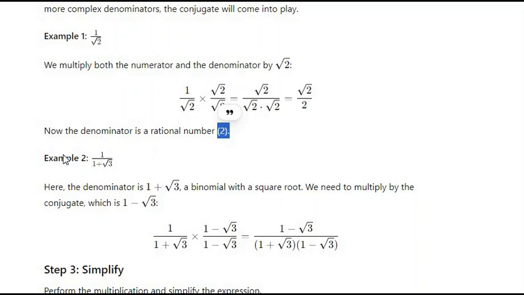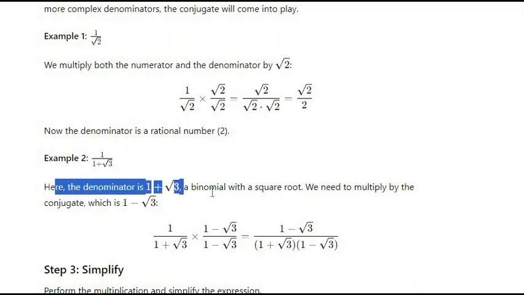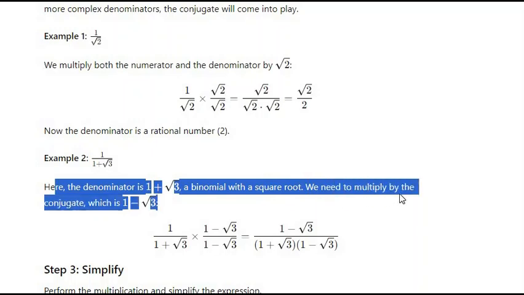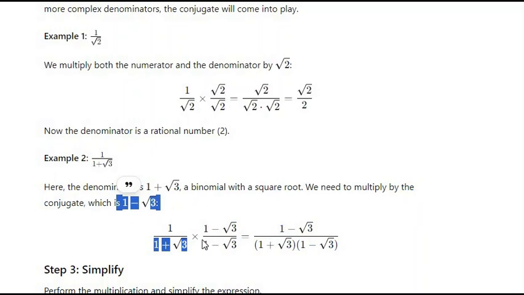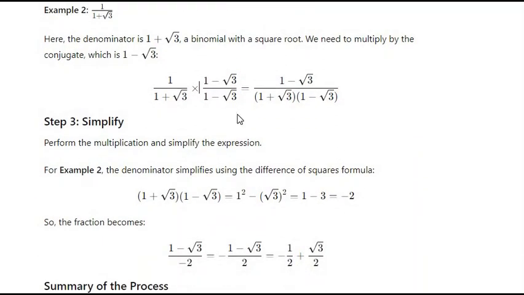Example 2: the fraction 1 over 1 plus square root of 3. Here the denominator is 1 plus square root of 3, a binomial with a square root. We need to multiply by the conjugate, which is 1 minus square root of 3. So we have 1 over 1 plus square root of 3, times 1 minus square root of 3 over 1 minus square root of 3.